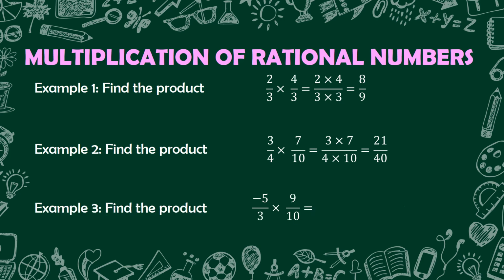Example 3. Find the product of negative 5 over 3 times 9 over 10. We can have negative 5 times 9 all over 3 times 10. Here we can use the cancellation method or yung pagsisimplify ng fractions para mas mapadali ang ating pagmumultiply. Ang cancellation ay pwede lang para sa numerator at denominator. So, alin ba dito ang pwede nating i-cancel?